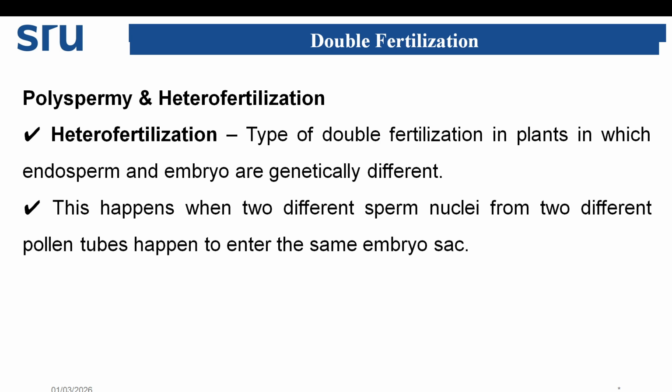Next is polyspermy and heterofertilization. So what does heterofertilization mean? It is a type of double fertilization in plants in which endosperm and embryo are genetically different. This happens when two different sperm nuclei from two different pollen tubes happen to enter the same embryo sac.